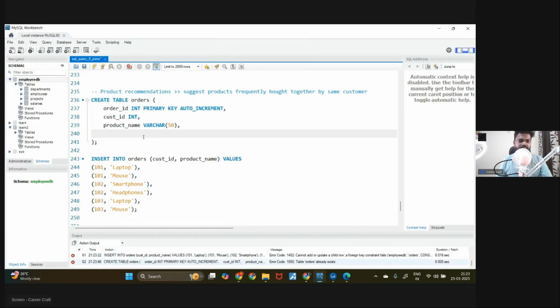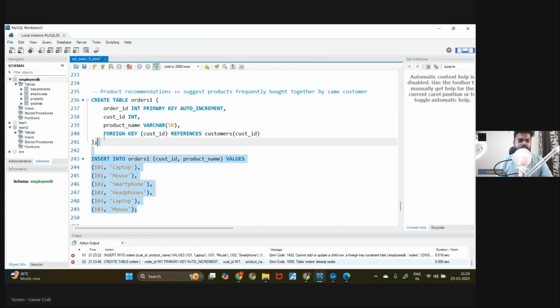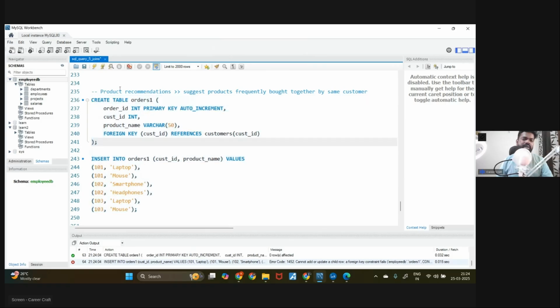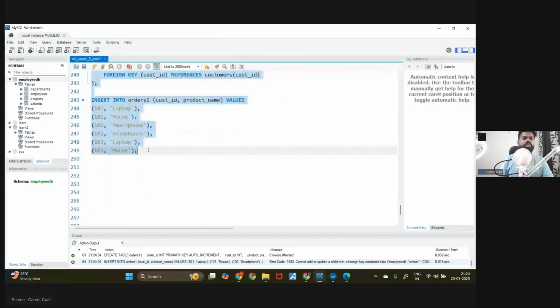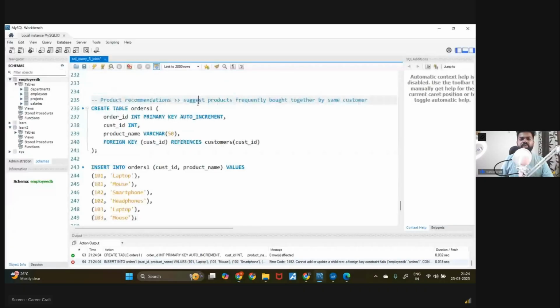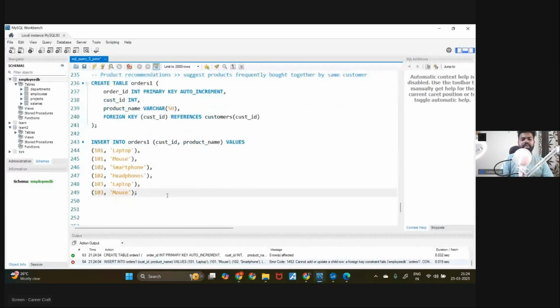Table already exists. So orders one. Okay, guys, just leave it. But the idea was the same. There is some issue with this. I will just put the question: suggest products frequently bought together by the same customer. Please check the data.